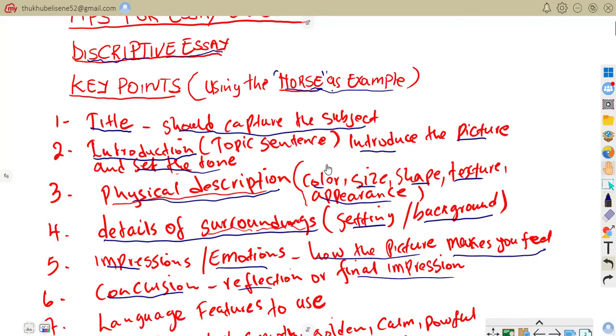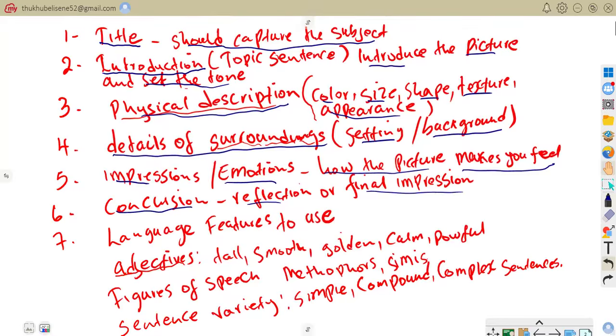So moving on. Now we come to the language features to use. That's when you're talking about adjectives, like tall, smooth, golden, calm, powerful. Then figures of speech, such as metaphors and similes, then sentence variety. You cannot keep on using only simple sentences. No, you have to vary them. You have compound and complex sentences and so on.